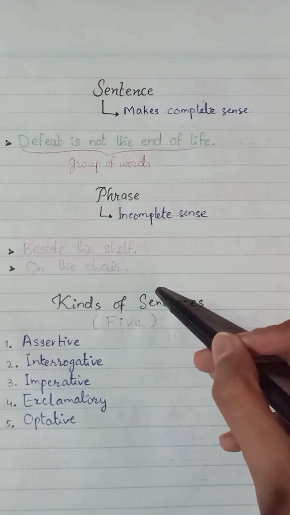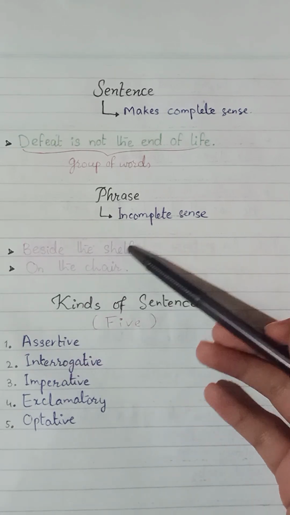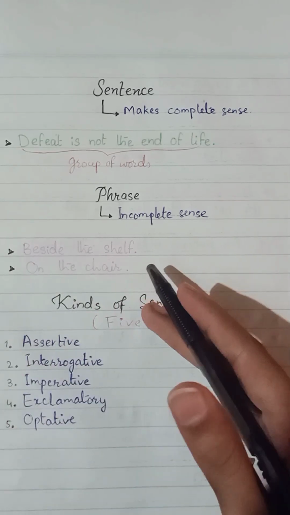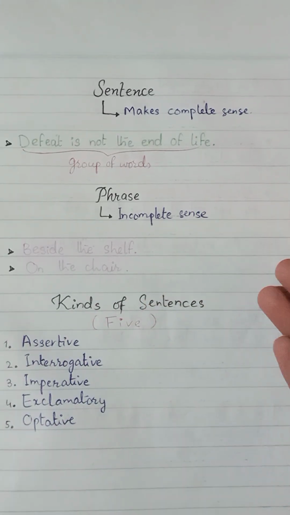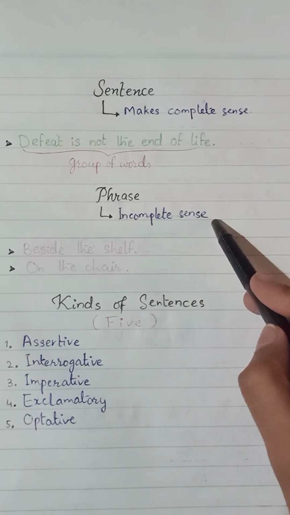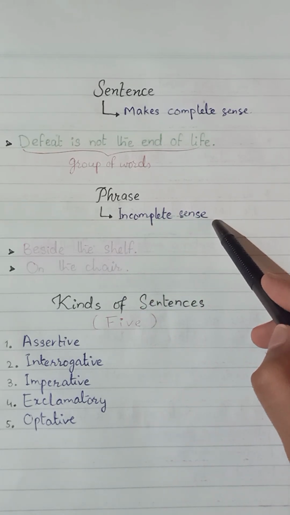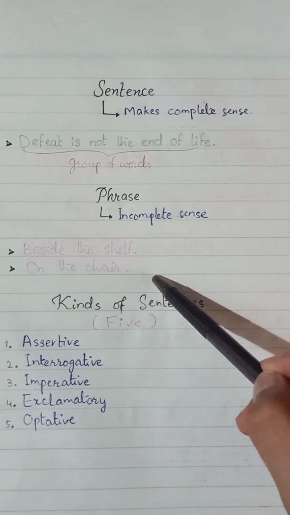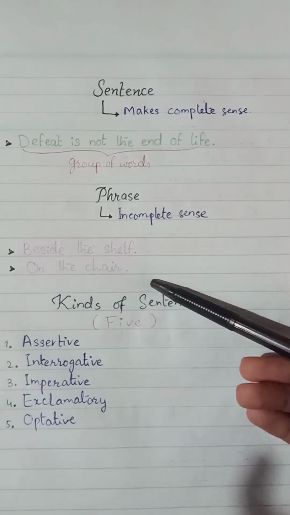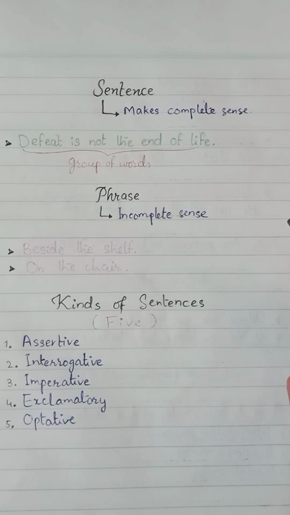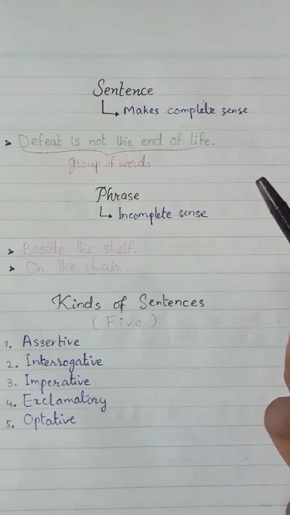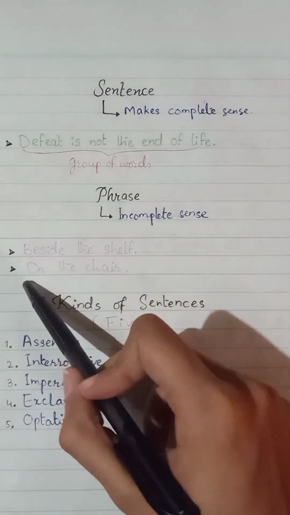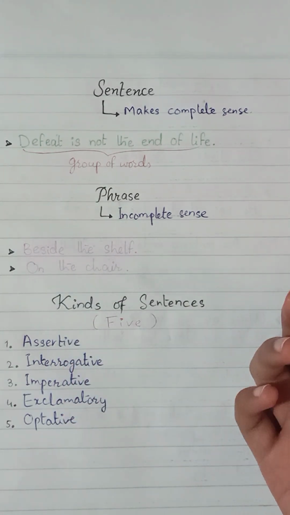Whereas on the other hand, there is something called a phrase. A phrase is a group of words that does not give us complete sense. That means, in other words, it gives incomplete sense. For example, beside the shelf, ठीक है, or on the chair. That does not give us complete sense. How? Beside the shelf. What is beside the shelf? It is not telling us the whole thing, right? Or on the chair. What's on the chair?